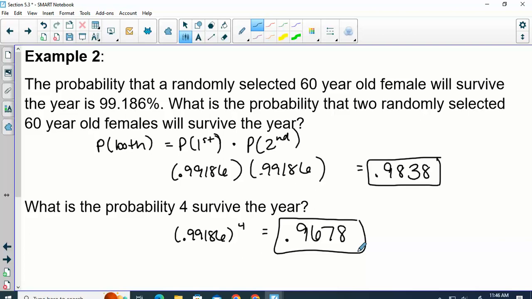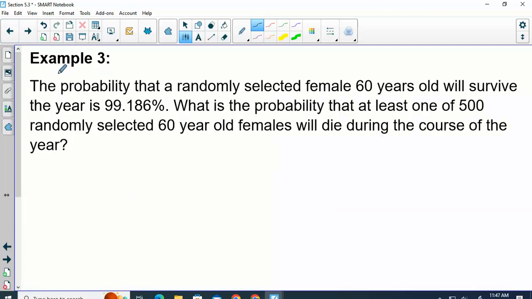Is that one okay? So same scenario, we have still the randomly selected 60-year-old female, same probability they survive. What is the probability that at least 1 of 500 randomly selected 60-year-old females will die during the course of the year? Okay, so the probability that at least 1 of them dies. So that could mean exactly 1, or 2, or 3, or 4, all the way up to 500, right? So how could I calculate that without having to do all these different possibilities?